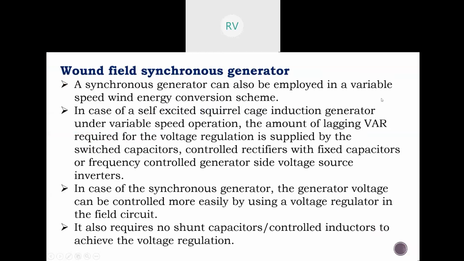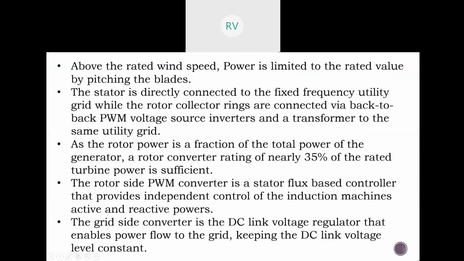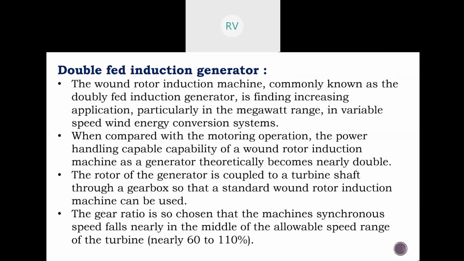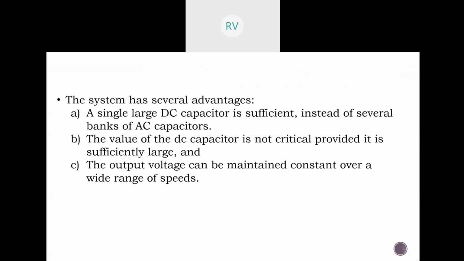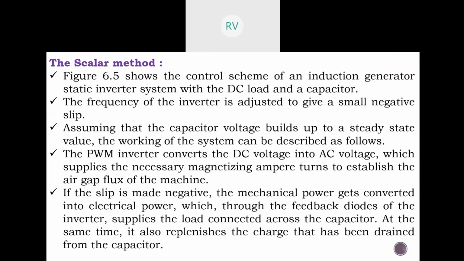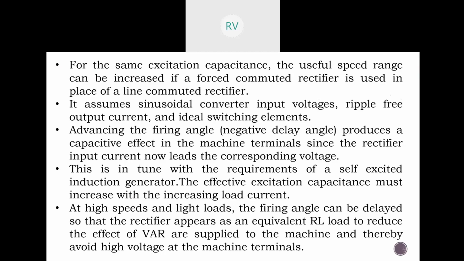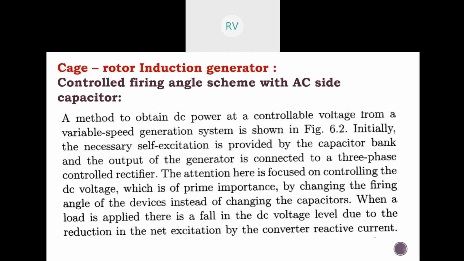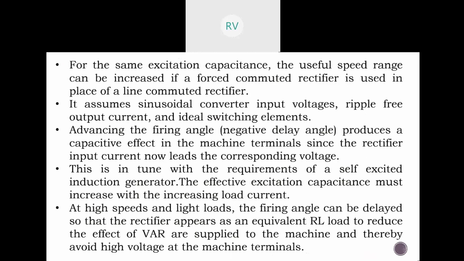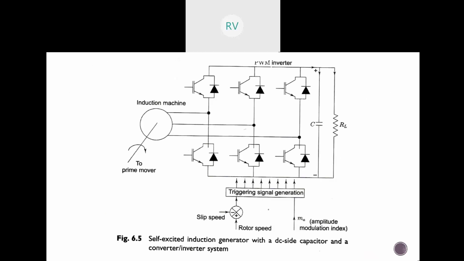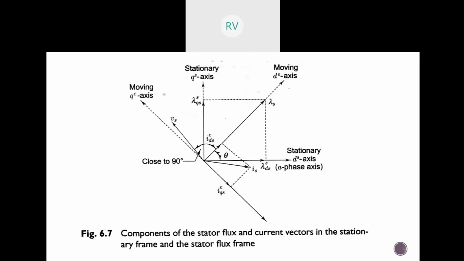So in the last class, we have seen different types of induction generators, that is, the wound rotor fed induction generator as well as the squirrel cage induction generator with the AC side capacitor as well as the DC side capacitor. We are still continuing the types of machines that can be used.